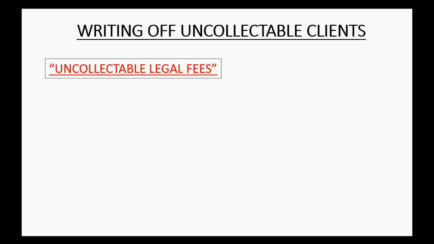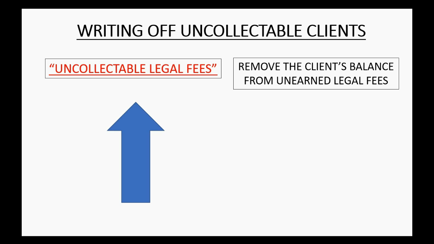The name of the expense account that you will have if you write off a client's balance is called uncollectible legal fees. And at the moment you write off the client's balance, that expense account will increase. You also have to remove the client's balance from either the unearned legal fees or legal fees receivable account. And at the moment you remove the client's balance, that account goes down.